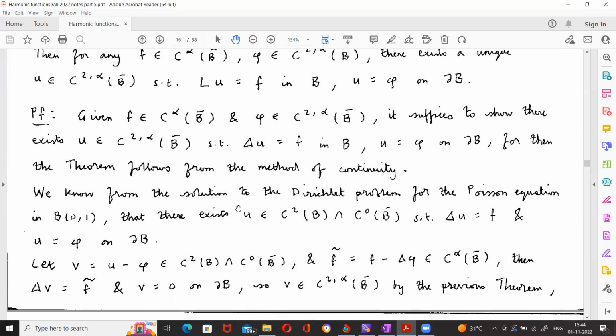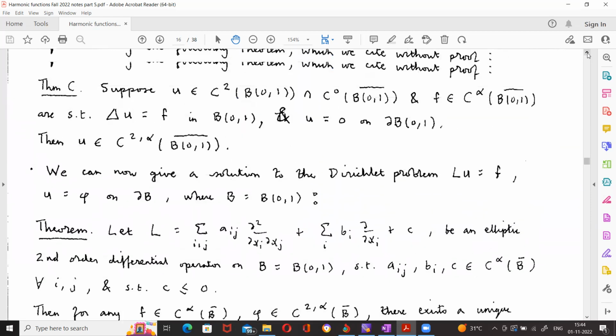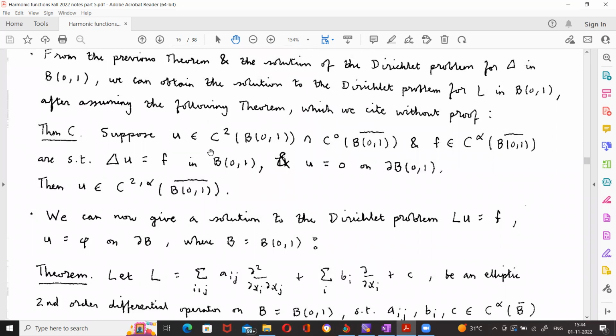What remains to show is that if phi is in C2 alpha B closure, then U is also in C2 alpha B closure, right? If the boundary values are good, then the function U is also good. That's what remains to show now. So we're going to deduce that from this previous theorem, which I've stated without proof, theorem C. Theorem C says that if the boundary values are 0, then U is C2 alpha on the closed ball.